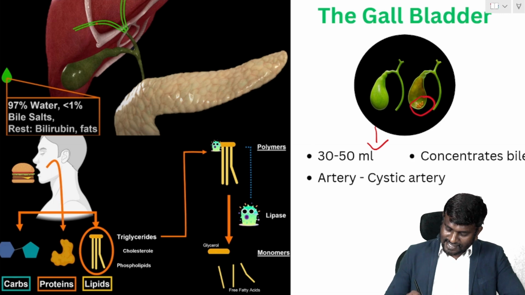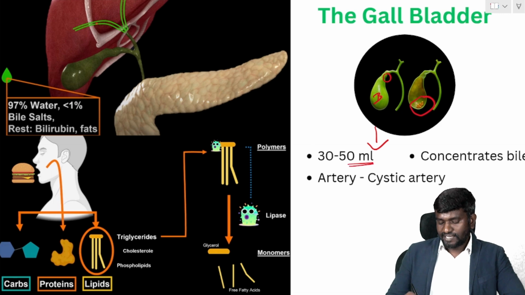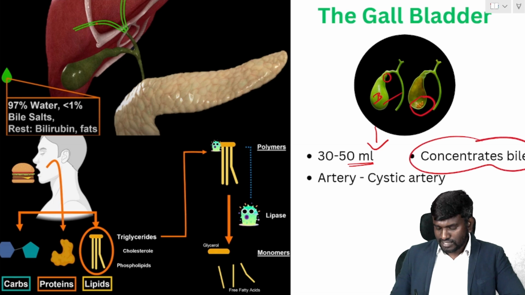Please focus. This is going to be the body of the gallbladder. This pouch is called as what? Hartmann's pouch. It can store about 30 to 50 ml. Bile gets concentrated in the gallbladder as well, and the artery is going to be the cystic artery.